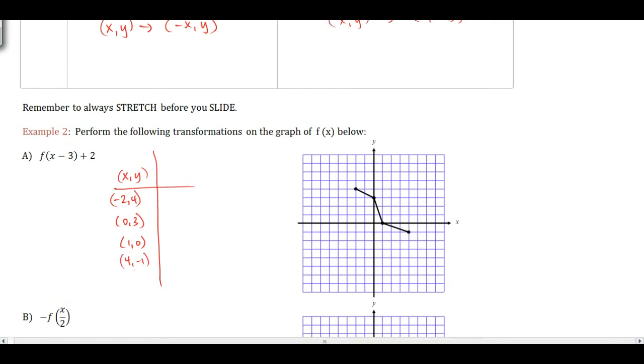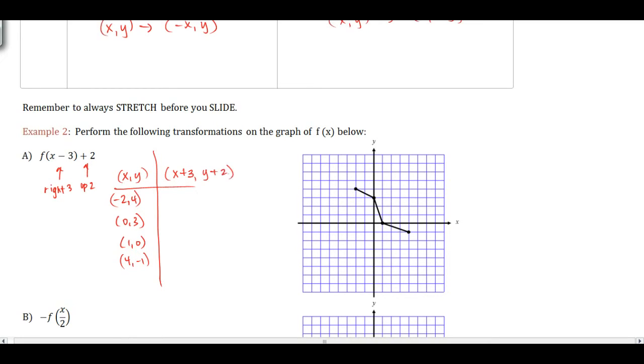So there's our graph, right? Now that defines the function. But look what we want to do. We want to move it right 3, and we want to move it up 2. So first of all, I want to make sure there's no stretches, which there isn't, because they would be first. And then I'll do my slides, and these are both slides. So I'm going to take every x and move it right 3, which means I'm going to add 3. And I'm going to take every y and add 2.